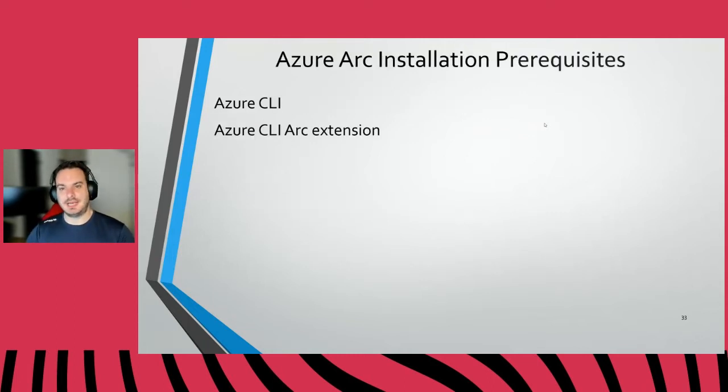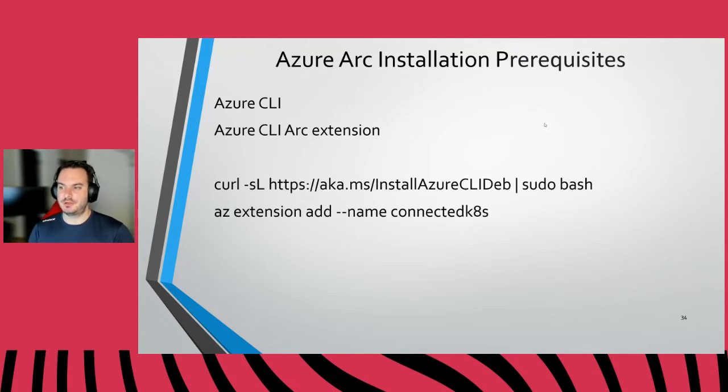Now, before we can get started with Azure Arc, we have to have a couple of prerequisites fulfilled. The first one is we have to install the Azure CLI, and then we have to install the Azure Arc extension. This can be done with a single command. It's just a curl to install the Azure CLI if you're on Linux, and then the az extension add. If you're on Windows or Mac, you'll find the documentation, but it's also usually a single line command.